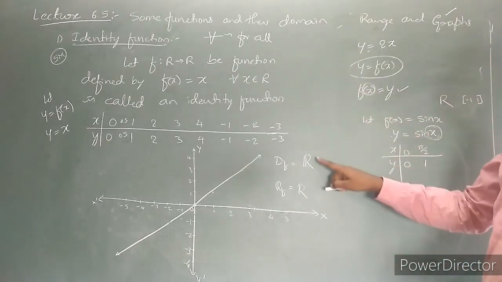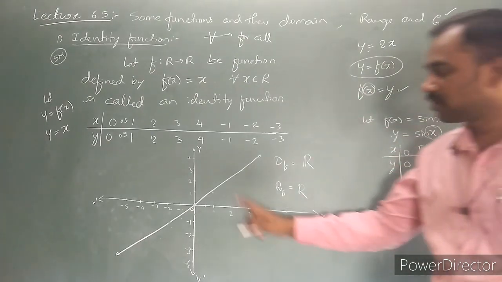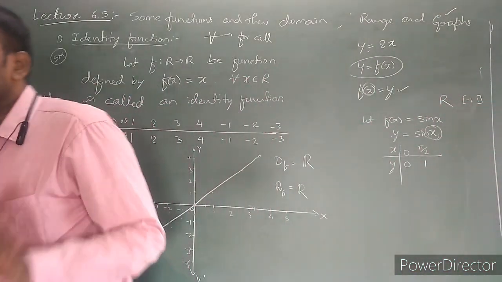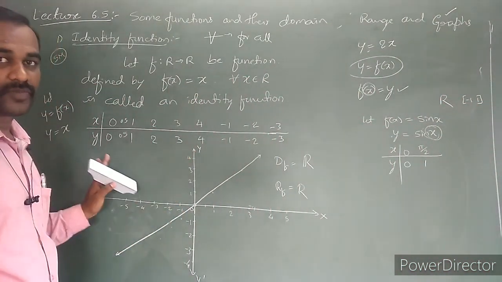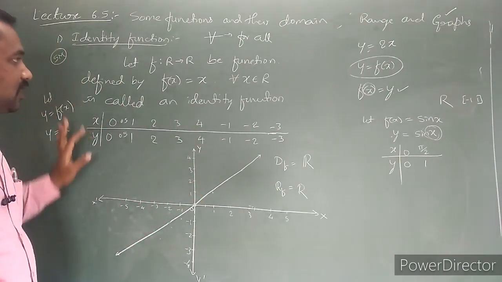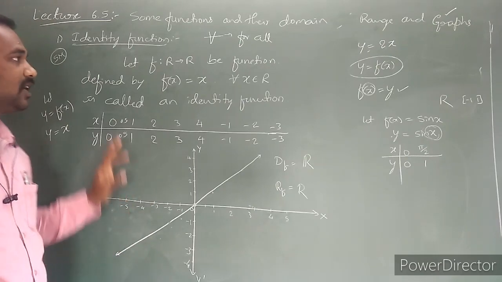Definition 1 mark, domain 1 mark, range 1 mark. For this graph, 2 marks, totally a 5 marks question. Very important type of question. Is that clear? Are you clear? Very simple things. Just practice it once or twice.